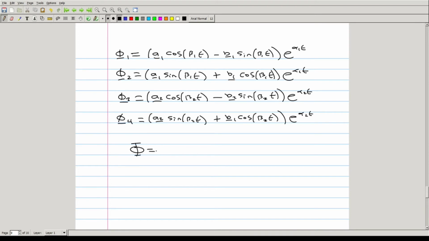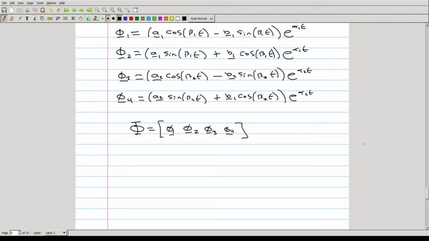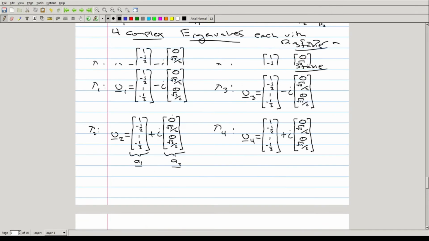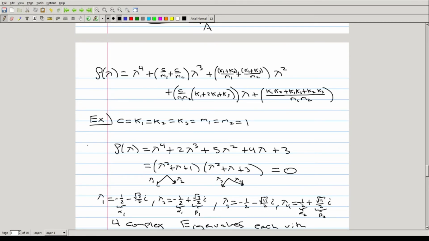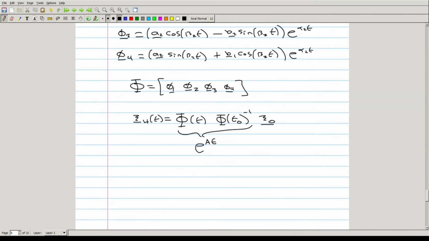And the fundamental solutions matrix then is just the matrix composed with phi 1, phi 2, phi 3, and phi 4 as its columns. And the general solution to the problem will be phi of t times phi of t naught inverse xi naught. Where, by the way, for this problem, this is e to the A times t. This matrix is the same thing as the exponential matrix e to the At for these chosen values of k1, k2, k3, m1, m2, and c, which is very, very cool.